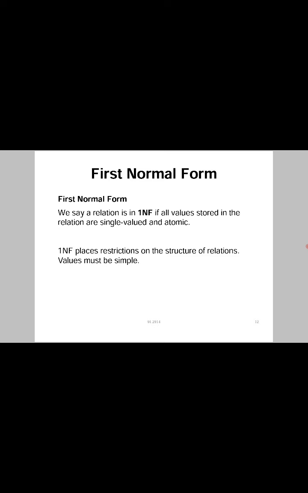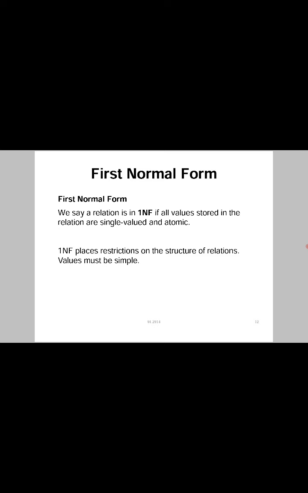So what is first normal form, 1NF? We say a relation is in first normal form if and only if all values stored in the relation are single valued and atomic. A relation or a table is said to be in first normal form, 1NF, if and only if all values stored in the relation are single valued and atomic. What is single valued and atomic?